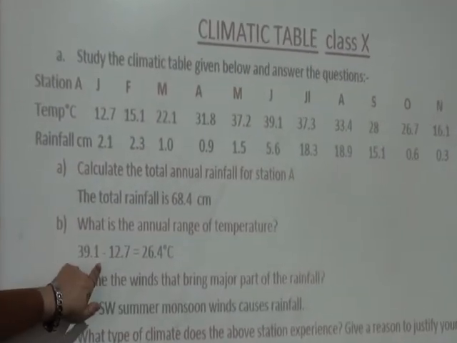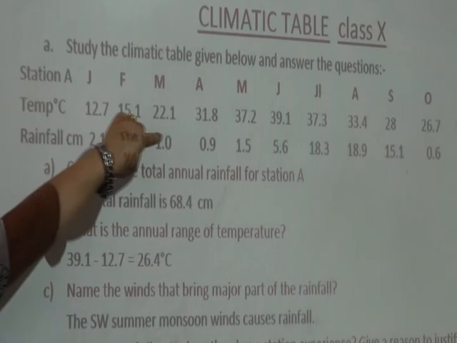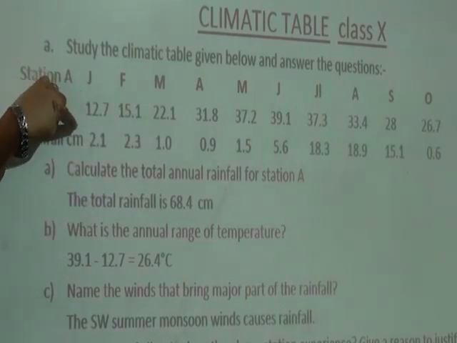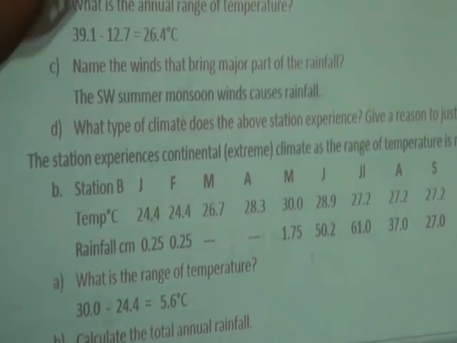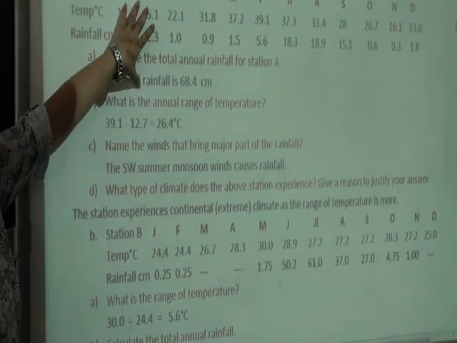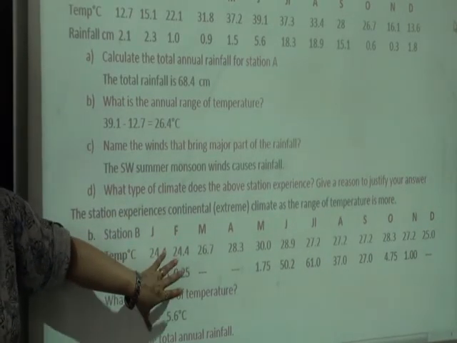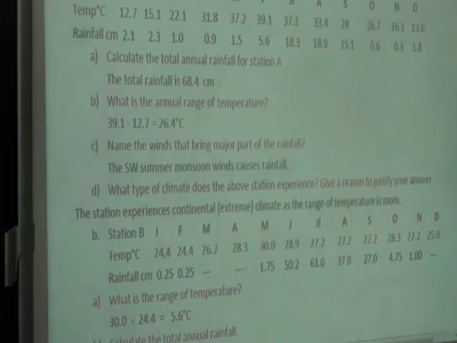So look at this variation, the highest and lowest, January, look at the temperature. Look at this one again here. The variation is less. In this, the variation is more. So this is interior location, continental climate. This is coastal location, experiencing oceanic or equable climate, right?